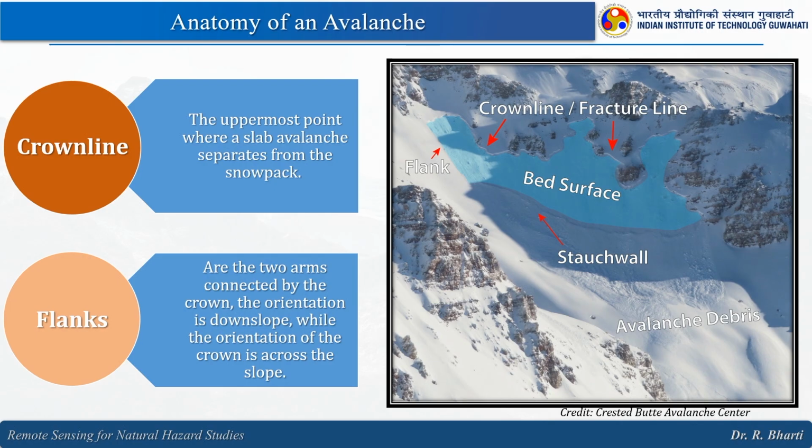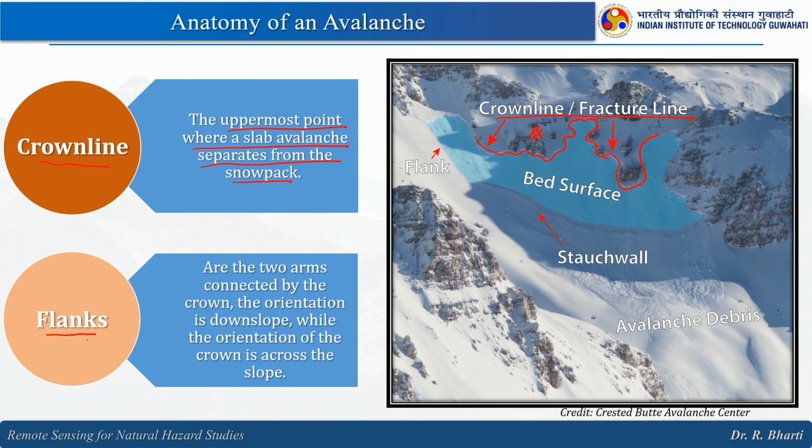So, first we have this crown line, right. So, in the figure you can see the crown line. So, the crown will be always on the top, right. So, that is why we have this crown here and the name crown line we are using, right. So, this is the crown line or fracture line. So, the uppermost point where a slab avalanche separates from the snowpack, right. So, here this will be stagnant, but this whole mass will come down, right.